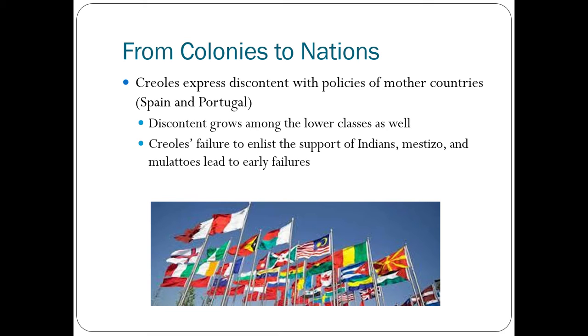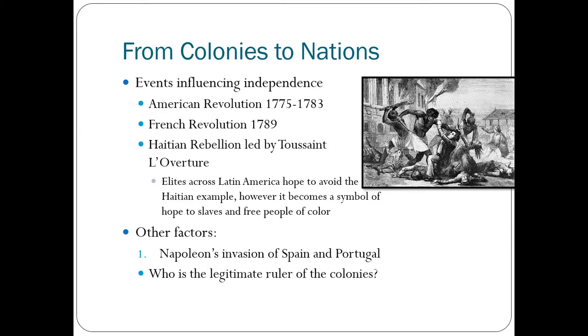As Latin America moves from colonies to nations, one of the prevailing themes is that the Creoles are the ones to express discontent first. The Creoles generally lead the independence movement. There is discontent among the lower classes, but the Creoles try to avoid getting their support. They don't really want Indians, mestizos, and mulattoes involved in these independence movements because they know that if they do, they would have to give them power afterwards, and they don't want to have to do that. We're going to look at some more specific reasons why in just a second.